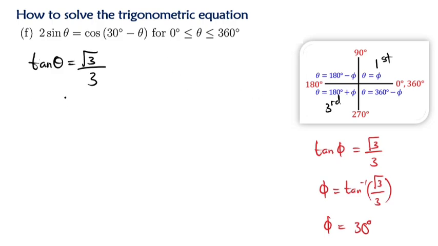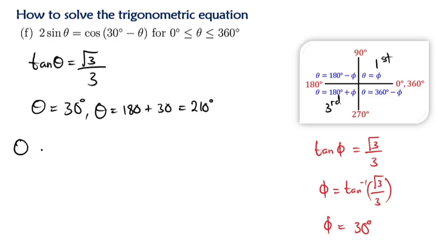Now in the first quadrant, phi is equal to theta. So theta in the first quadrant is 30. In the second quadrant, or rather in the third quadrant, theta is equal to 180 plus the reference angle phi. So theta is equal to 180 plus 30, that gives us 210. So the solution set for theta is simply 30 degrees and 210 degrees, in the first quadrant as well as in the third quadrant.